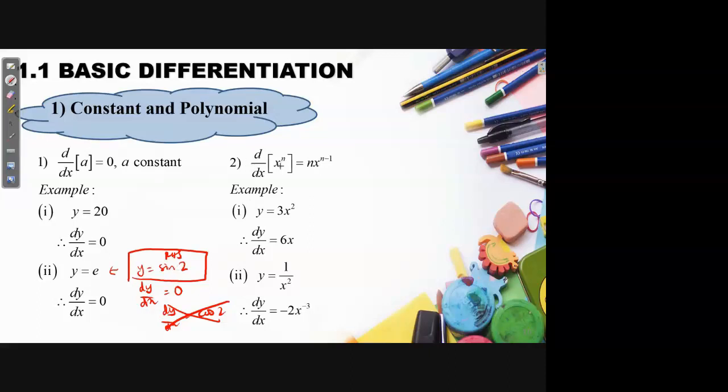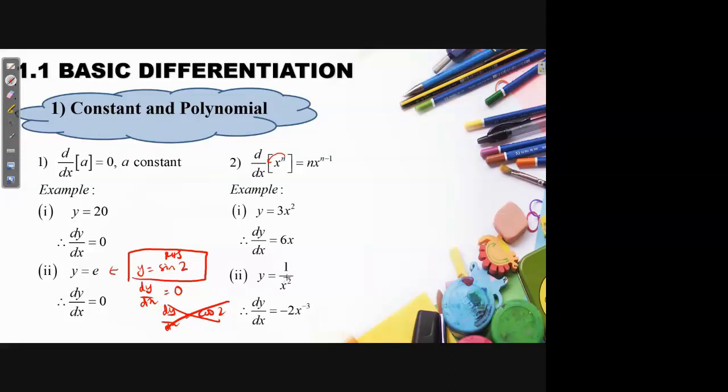For number 2, differentiating a polynomial. For example, we have x to the power n. Differentiating this gives n times x to the power n minus 1. We multiply n to the front, and the power becomes n minus 1. For example, we have y equal to 3x squared. So 2 times 3, we have 6, and 2 minus 1 is 1. Then we have dy/dx is 6x.